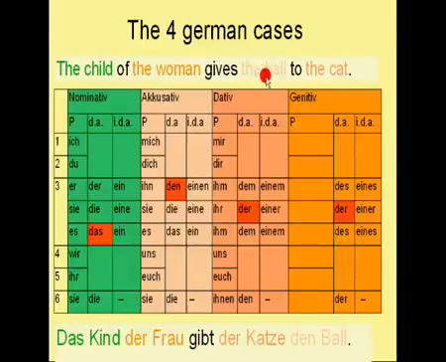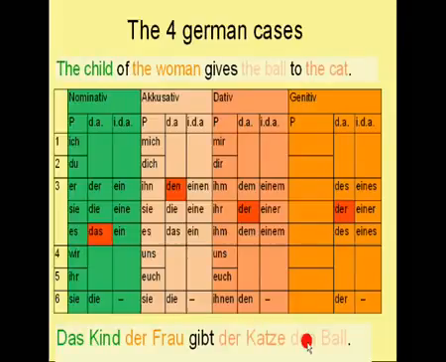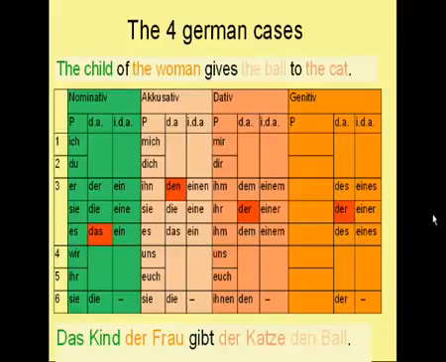Then in the English case follows the direct object and the indirect object, but in the German language the indirect object comes first and then the direct object. The sentence reads, das Kind der Frau gibt der Katze den Ball.